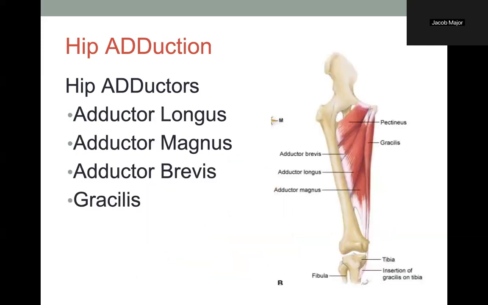Then we have our hip adduction. So our hip adductors are from the adductor longus, which is located right here. Our adductor magnus, which is located here. Our adductor brevis, which is right here. And then our gracilis, which is right here. And those are the ones that perform hip adduction.